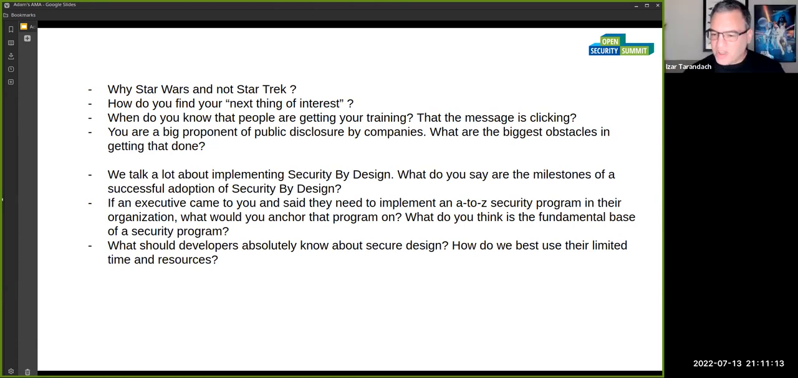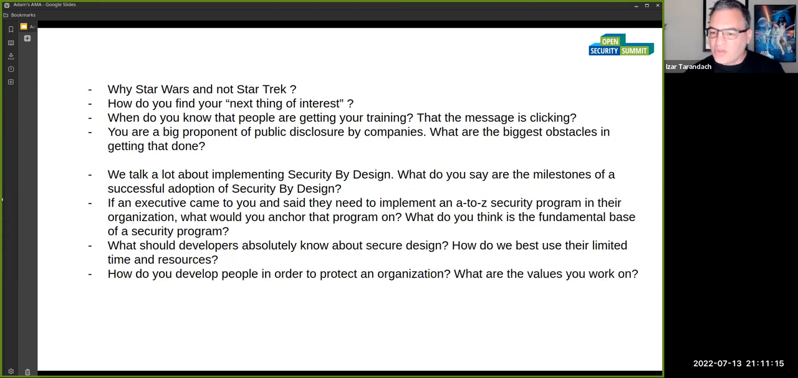Okay, the next one we have. How do you develop people in order to protect an organization? What are the values that you work on? What are you looking for in the people that you are training to be the leaders of an organization in their security?